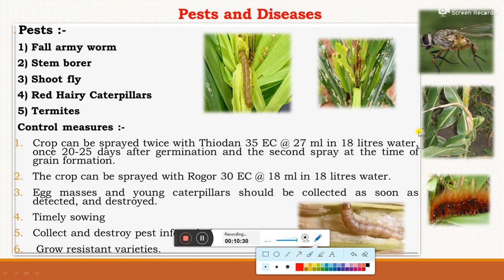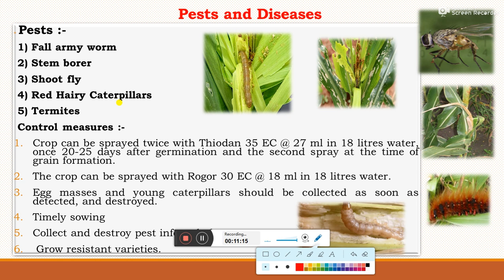There are different pests of maize, that is the fall armyworm. This is a recent and very serious pest, visibly infesting the maize crop. Then stem borer, shoot fly, red hairy caterpillars, and termites. The control measure, especially for the fall armyworm, is to grow grasses like berseem and lucerne in the bunds of the maize field or in between the rows of the maize crop, and also adopt IPM practice or technology, installing different types of pheromone traps, light traps or sticky traps, especially for the control of this Spodoptera, that is fall armyworm.